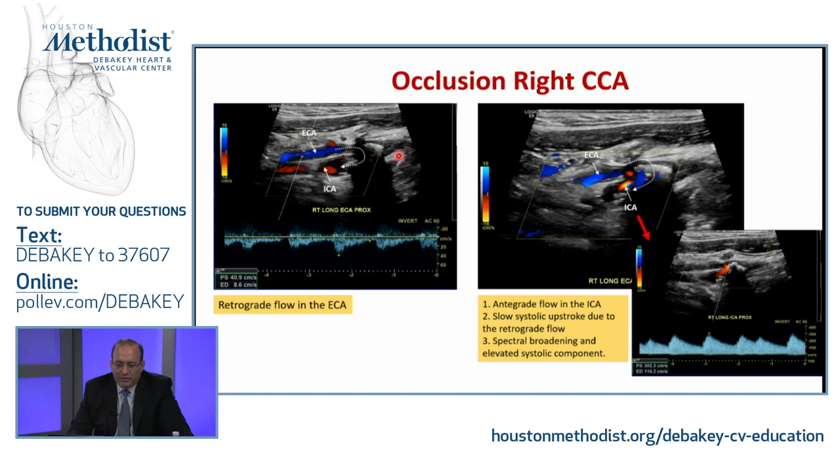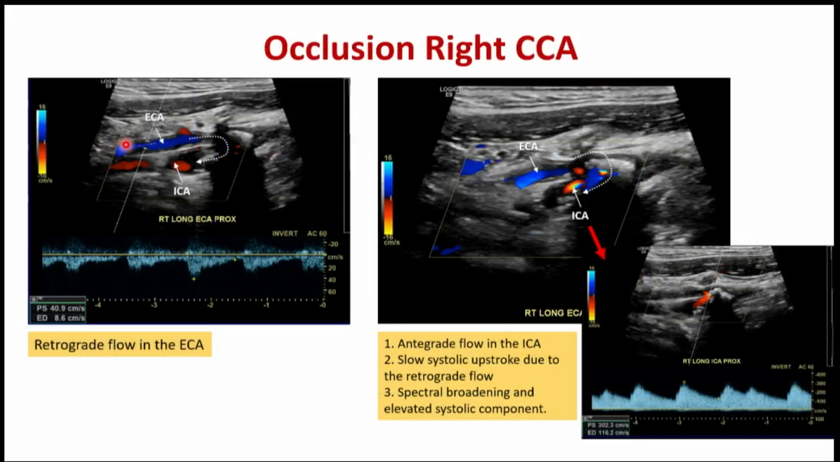What do we have here? This is an example of an occluded common carotid artery, patent external carotid artery with reverse flow, low resistance. Why? Because it's flowing into the internal carotid artery, which is a low resistance component. It's going reverse flow towards the internal carotid artery. And the internal carotid artery has antegrade flow to the brain with some spectral broadening here and a low resistance component. You see that?